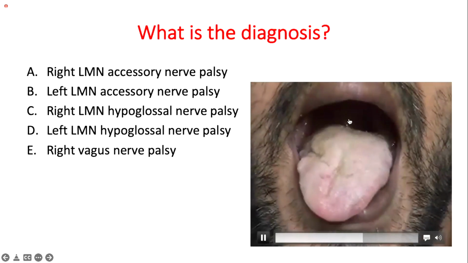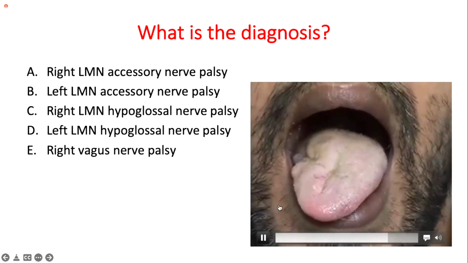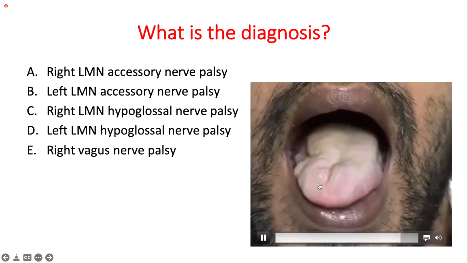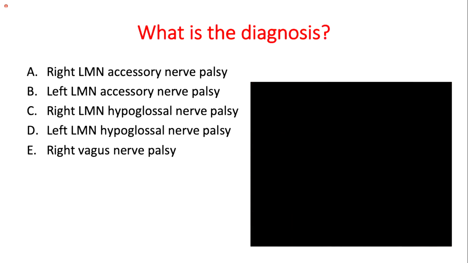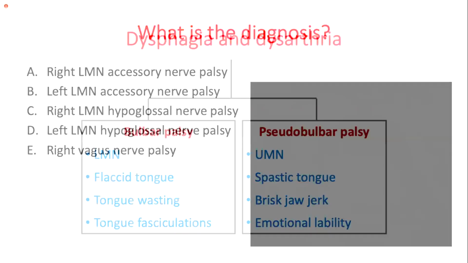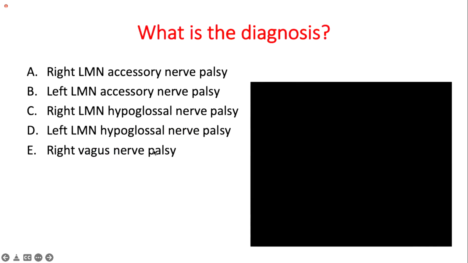Only the face and the palate will deviate to the stronger side. Everything else deviates to the weak side. So if the tongue deviates to the right side, you know the lesion is on the right side. Remember that the face and the palate go to the stronger side. Everything else deviates to the weak side. Because the tongue deviates to the right side, you can't get the left wrong. Some 30% got it wrong saying left. You say right. You know there's wasting, so you say lower motor neuron.